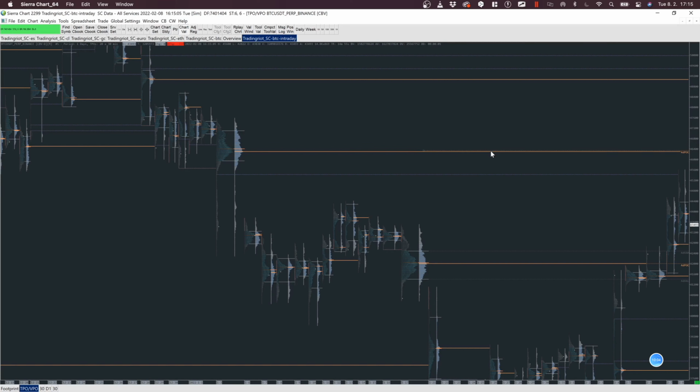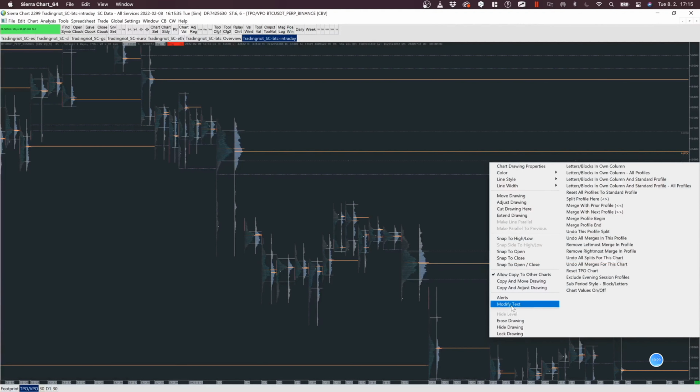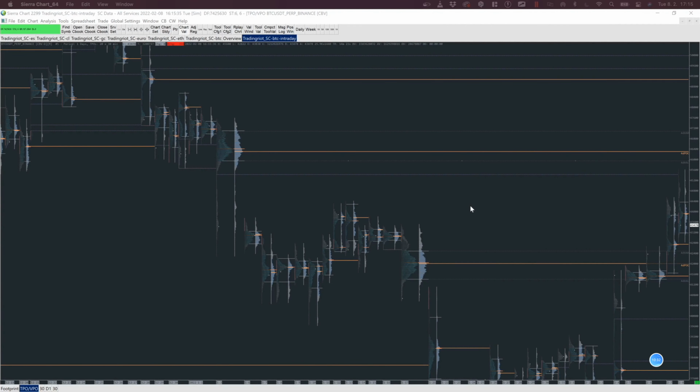looking composite profile. So once again, you have the composite point of control, you have a composite value area high, which is going to come here, and you have your value area low that will be sitting around this level. You can see there is a 4-day, so you go to modify text in Sierra, which will pop up this small window. You cannot really see because it's on a different screen, so give me a second, I will show you.